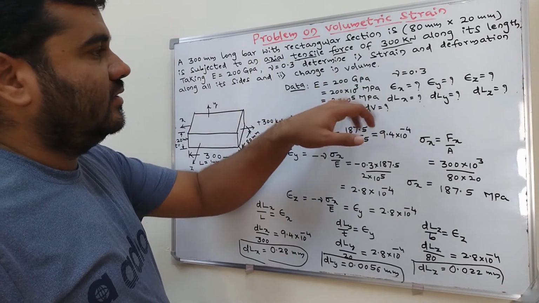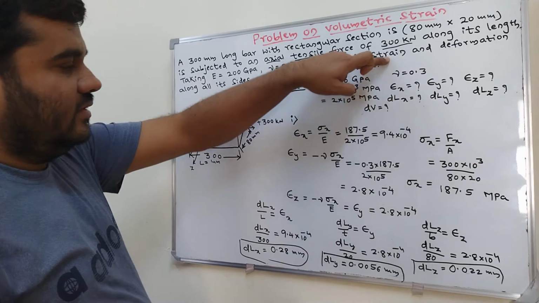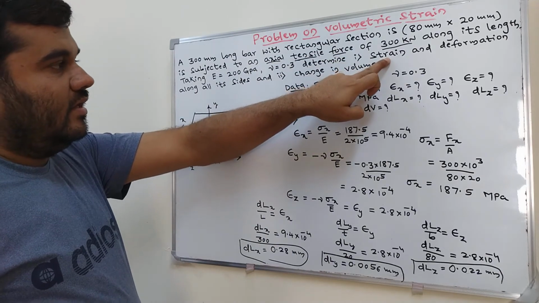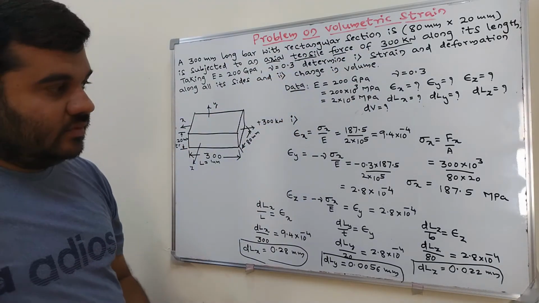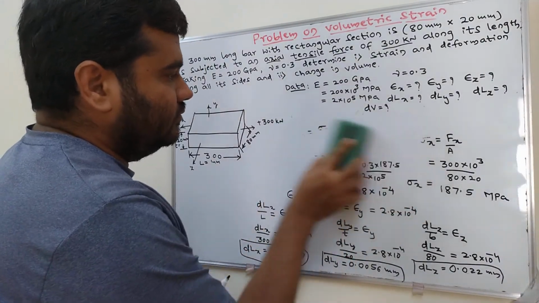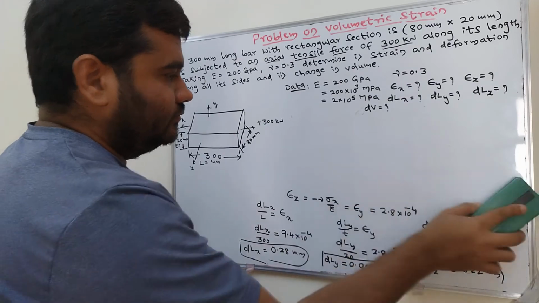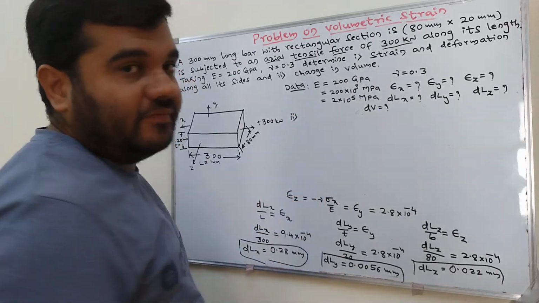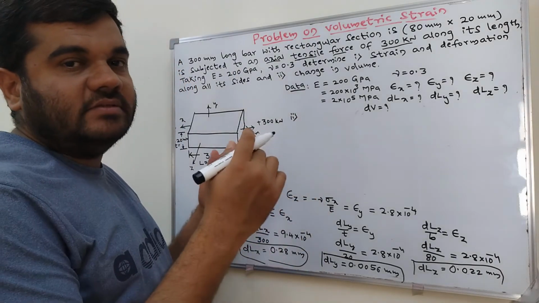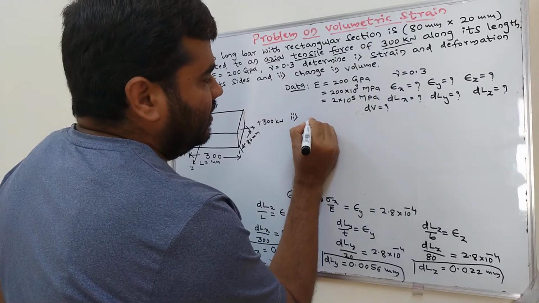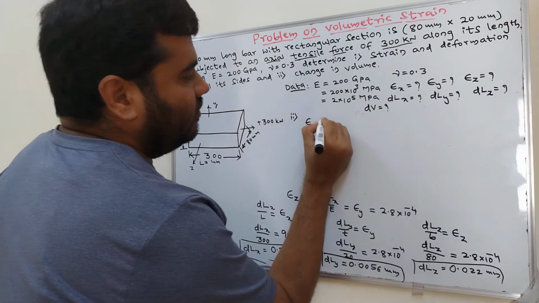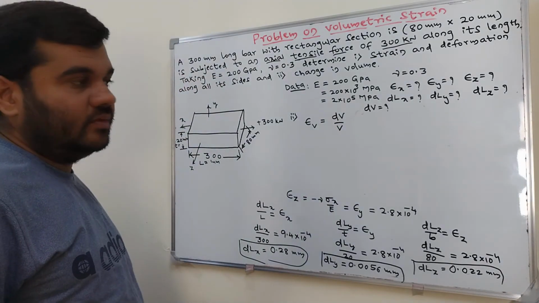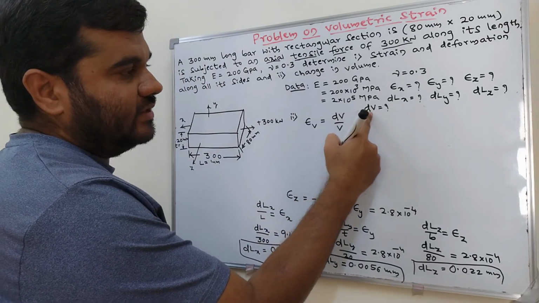Okay, this is the first bit, strain and deformation. We calculated all three strains and deformation in all three directions. Now the second bit, change in volume. How do we need to proceed for change in volume? We have the formula: volumetric strain equals change in volume divided by original volume. So we need to calculate the change in volume here.